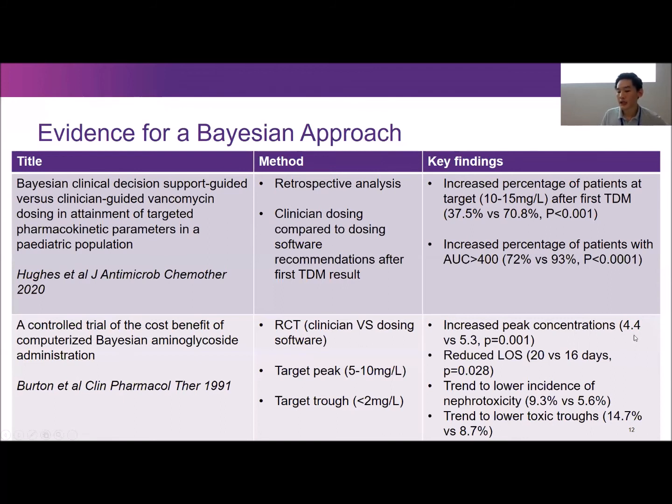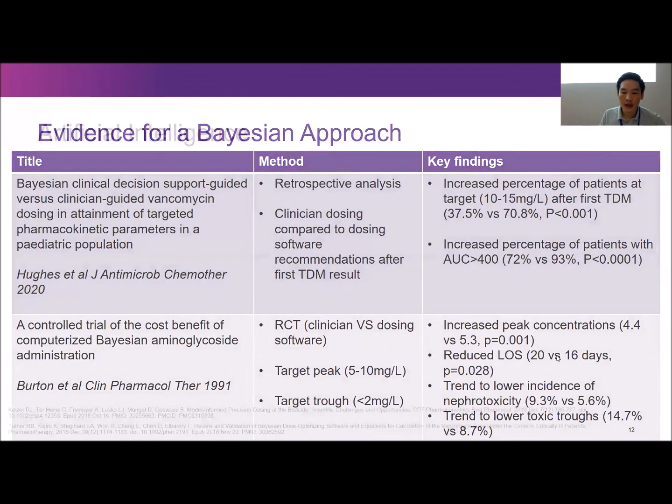Now, interestingly as well, this was associated with a reduced length of stay in hospital, so 20 days versus 16 days, and there was a trend to lower incidence of nephrotoxicity as well. And this was probably being driven by a lower proportion of toxic troughs that the patients were getting. So 14.7 with the baseline clinicians and 8.7 with dosing software.